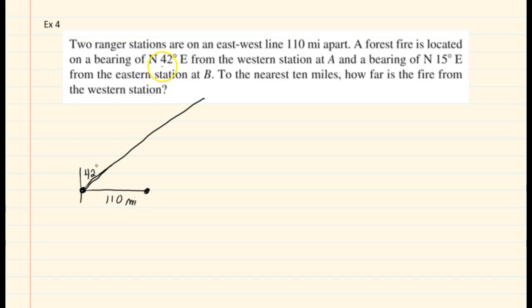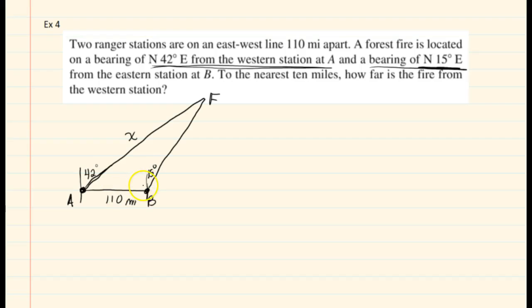And that's from our western station, which we call point A. Over here we also have a bearing north 15 east from the eastern station B. Again, we're going to do north, and we're going to go 15 degrees. So this little one is 15 degrees. Our job is, to the nearest 10 miles, how far is the fire from the western station? So here's our fire, here's our western station, and we want to find this length here.